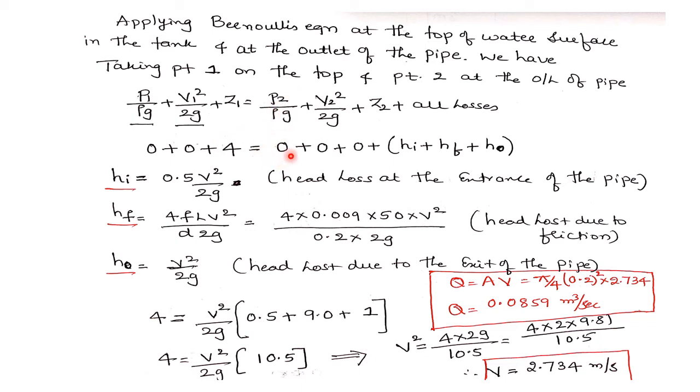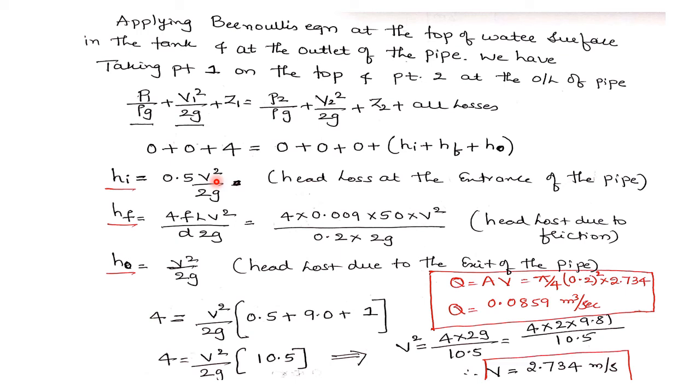P2 upon rho g is 0 in this pipe, V2 square upon 2g is also 0 because we are going to consider the velocity in the losses of the pipe here, and Z2 is also 0, plus all the losses: loss of head at the entrance, loss of head due to friction, and loss of head at the exit of the pipe. Loss of head at the inlet of the pipe is given by the formula 0.5 V square divided by 2g. Head loss due to friction hf is given by 4 f L V square divided by 2g.